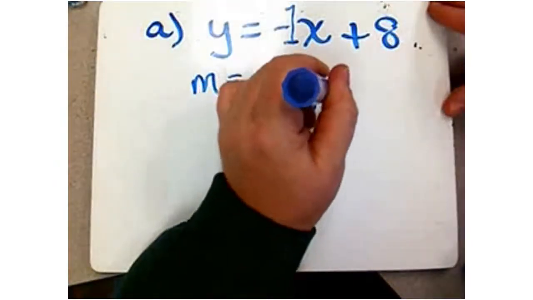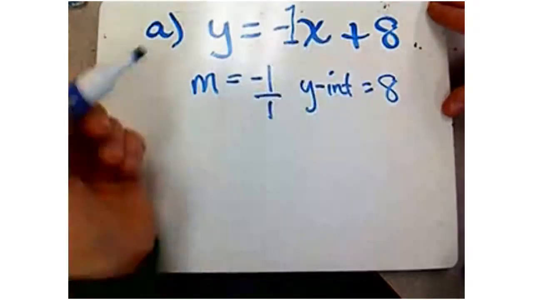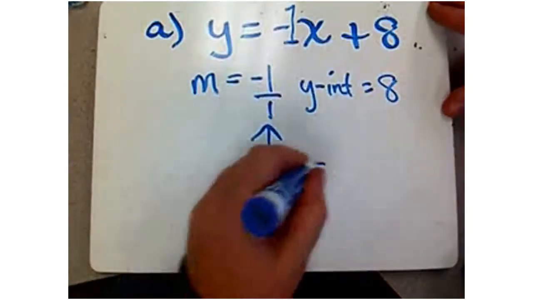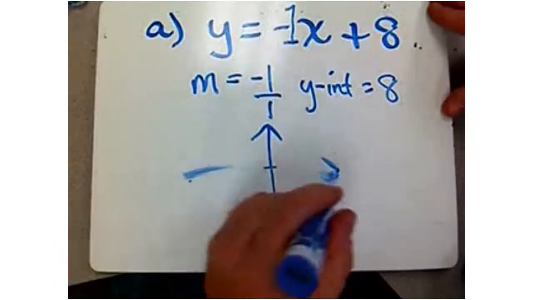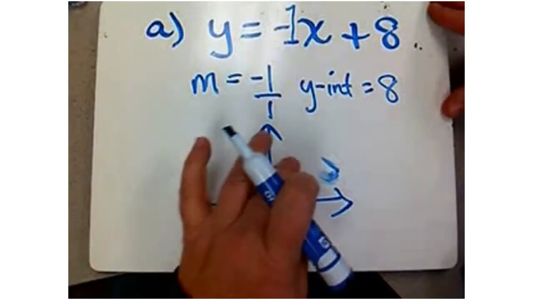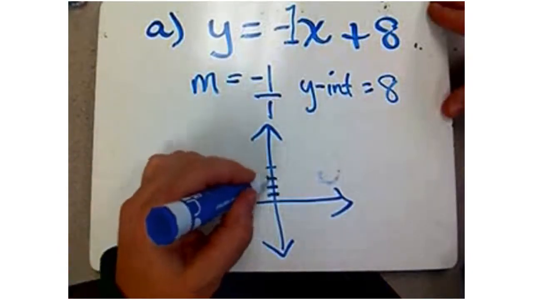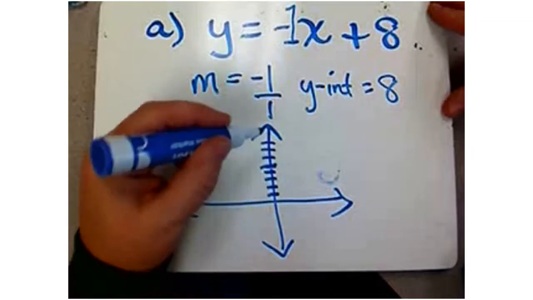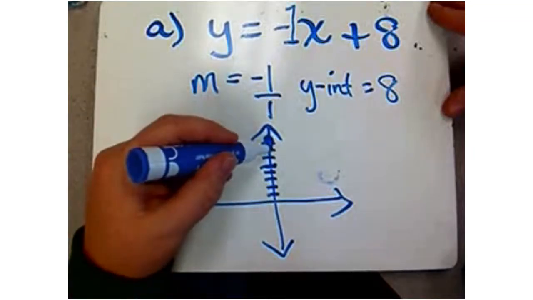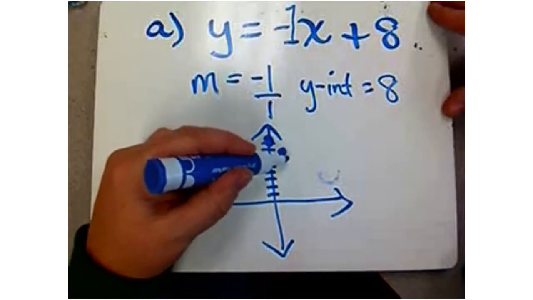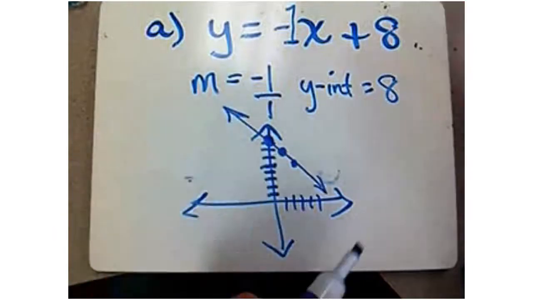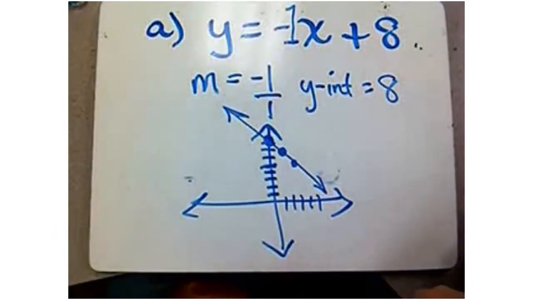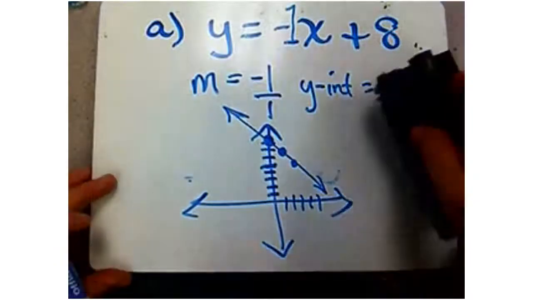And your y-intercept is pretty basic. It's just 8. So this means you start out on the y-axis at 8, and then go down 1, over 1 to the right, down 1, over 1 to the right, and then connect the dots. And you have your line y equals negative x plus 8. It's negative slope. Should pitch that way. Pitch to the left. All right.